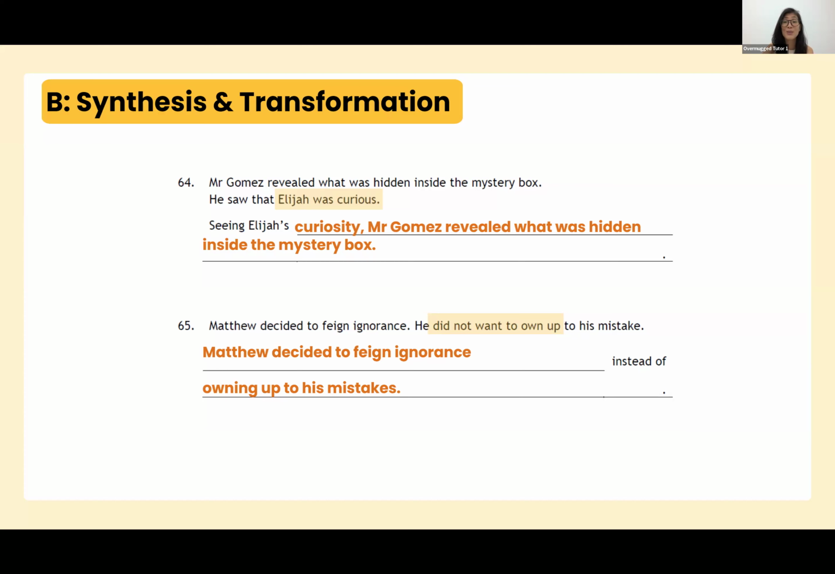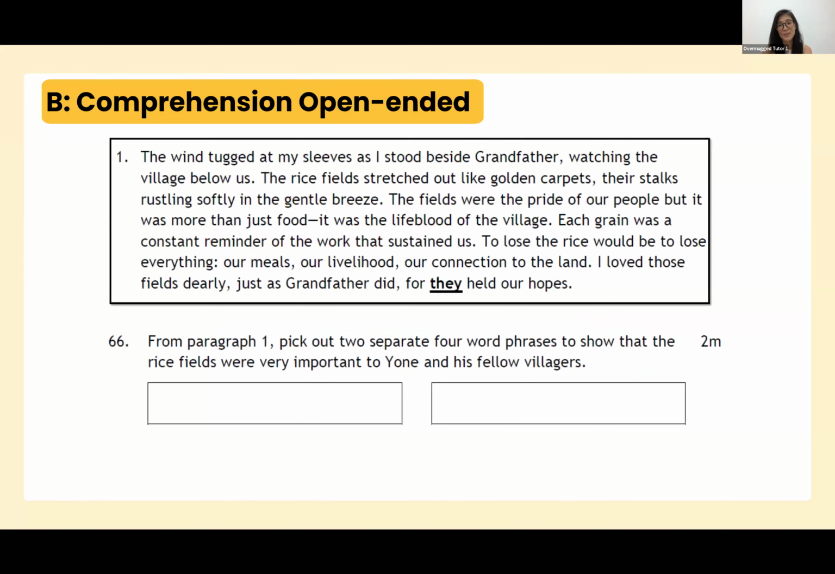And that brings us to the last segment, the comprehension open-ended. I hope that while you were doing your comprehension, you were actually highlighting clues from the passage. By doing so, you can actually use it to double check that your answers are correct. So as I'm going through the 10 questions next, we will be going through the clue sourcing as well. So are you ready? Okay.